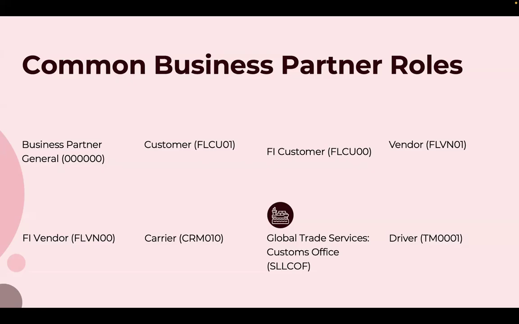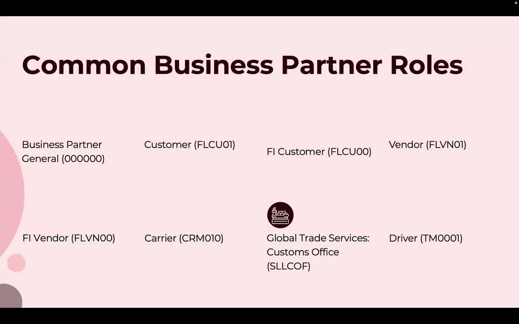So customer, FI customer, vendor, FI vendor, we are all familiar with, which are used in relation to material management and sales and distribution related activities. And in addition to that, we have a carrier, which can be like CRM 010 standard, which would contain the data of a vendor actually as a carrier. It would also include details about transportation management specific information, for example, like IATA agent code or regulated agent codes, all of that.